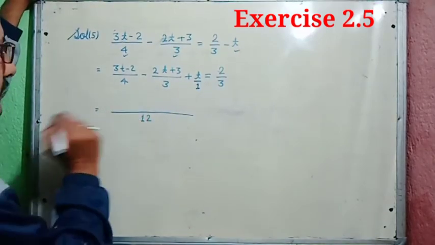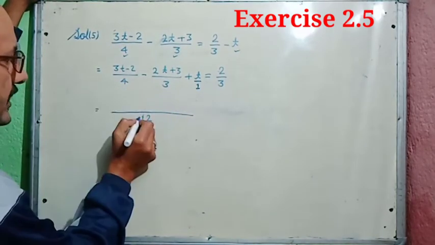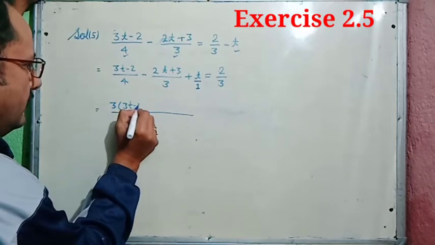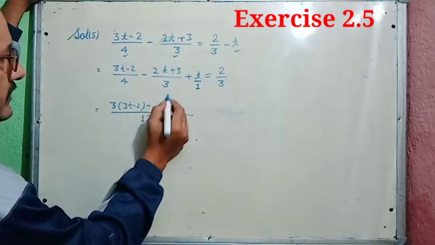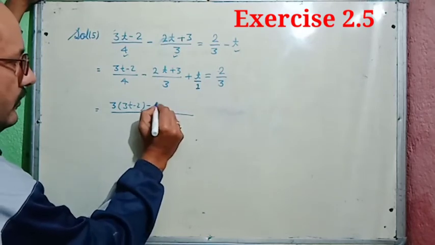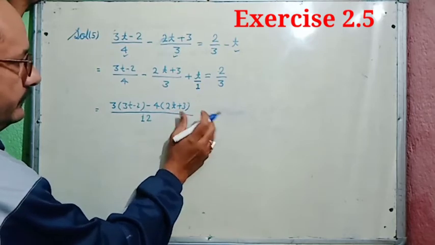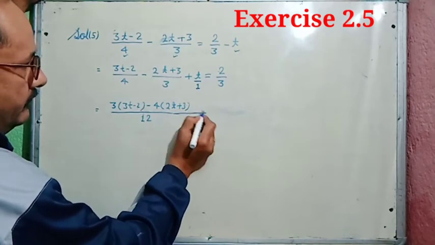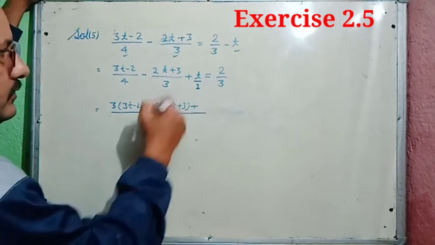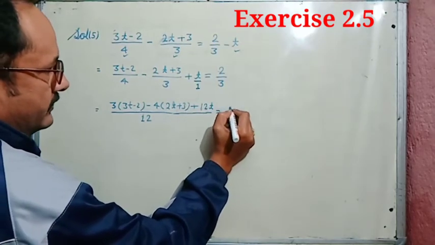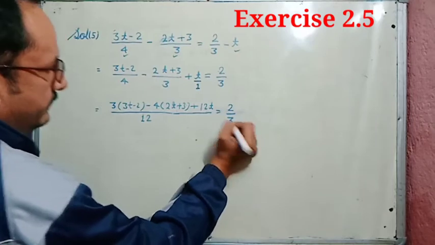It is LCM 12. Now 4 3s are 12. 3 into 3t minus 2, we'll write like this, minus 3 4s are 12. 4 into 2t plus 3 plus 1 12s are 12 into t 12t equals to 2 upon 3.